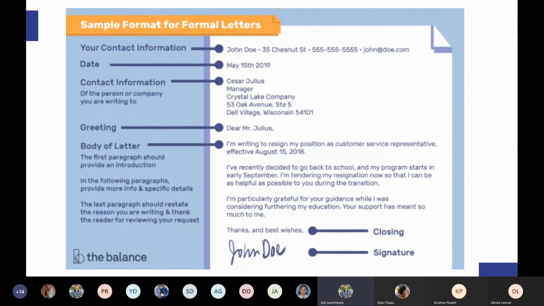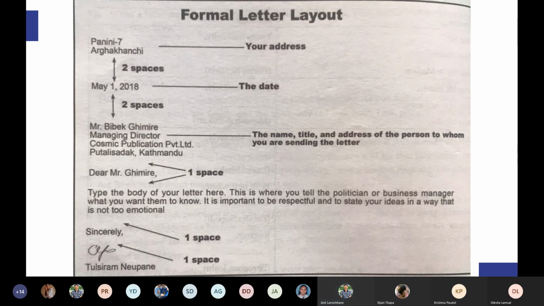Similarly, I have another format here. I have taken it from a book. It is a formal letter layout, a different way. It is the same photograph I have taken, so the language and words may differ, but what is there is exactly what I have written here. I have shown you as an example.